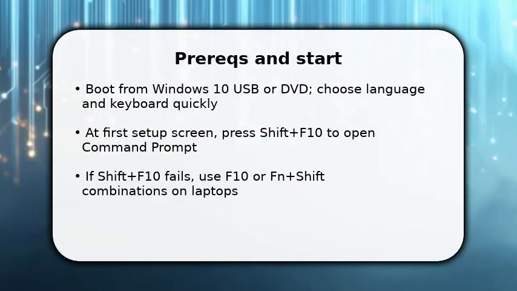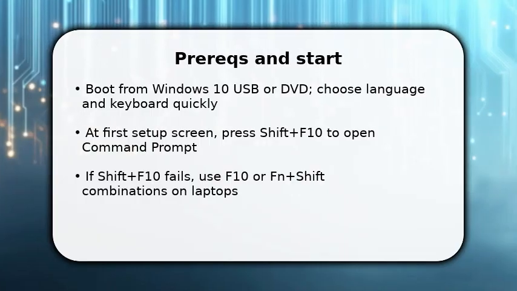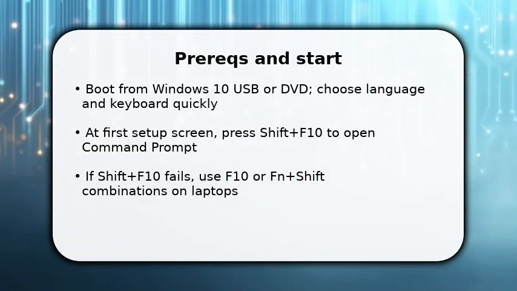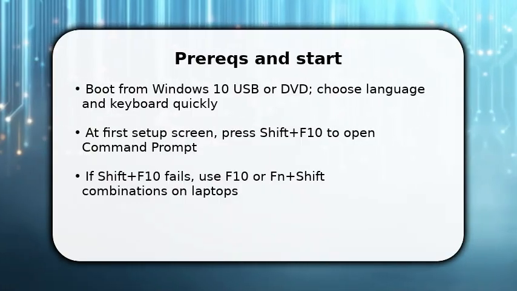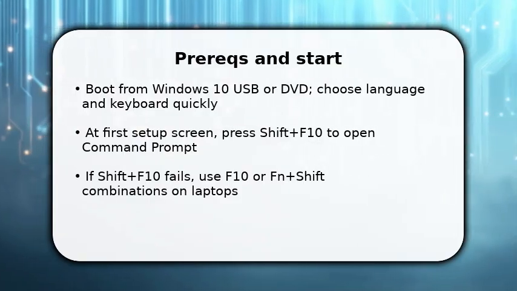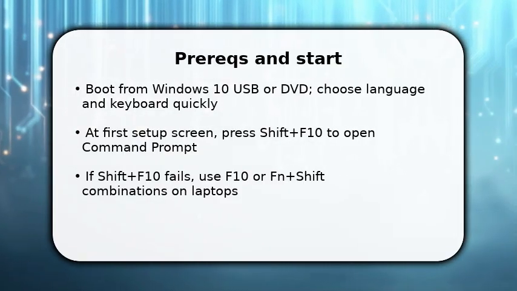You're starting the installer with a prepared Windows 10 USB or DVD. Make sure the system boots to that media and selects language and keyboard. Once the installer appears, press Shift plus F10 to open Command Prompt. This is the documented shortcut and works in most cases.